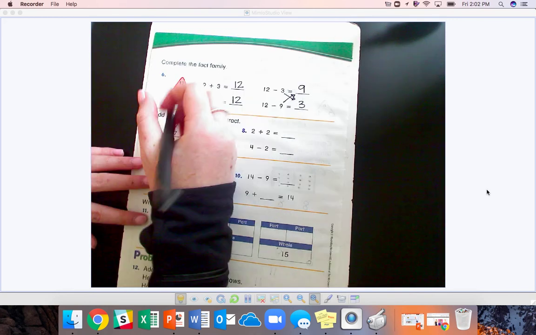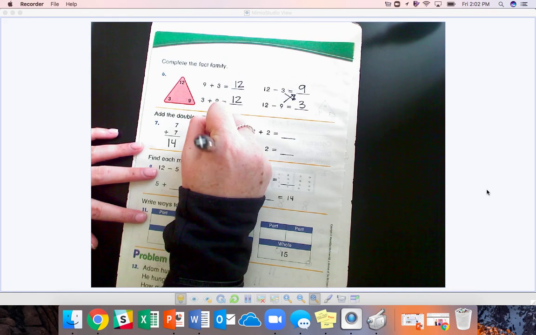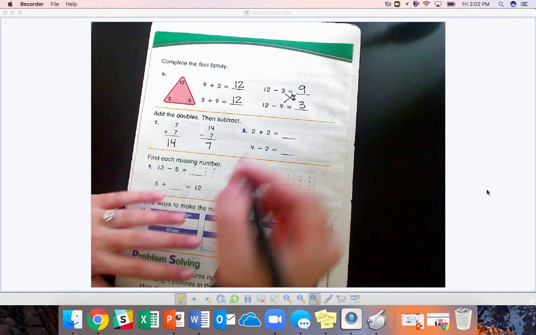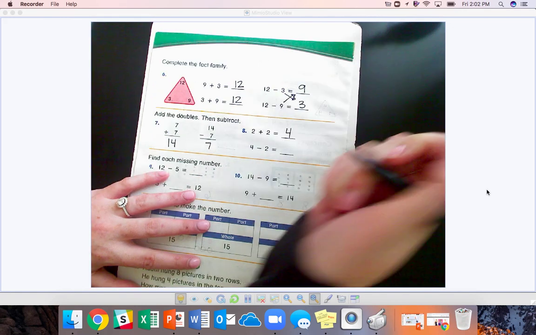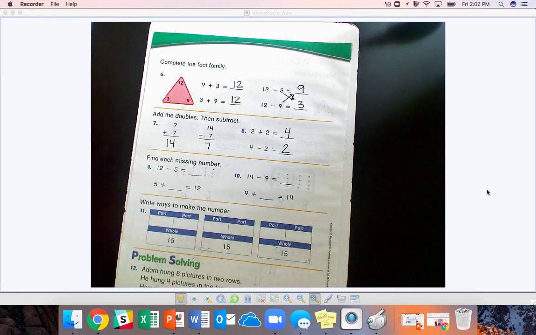Remember, these are related facts. 7 plus 7 is 14, so we know 14 minus 7 is 7. 2 plus 2 is 4, so we know 4 minus 2 is 2.